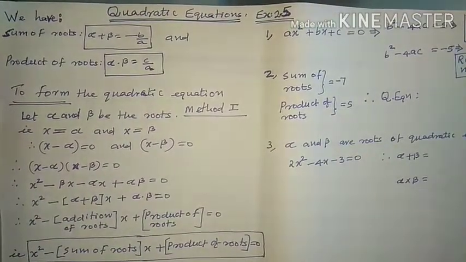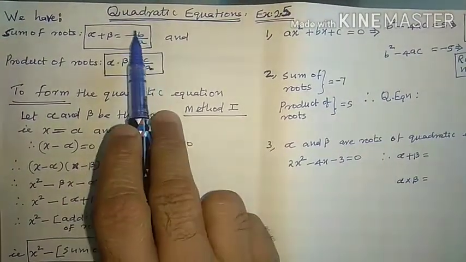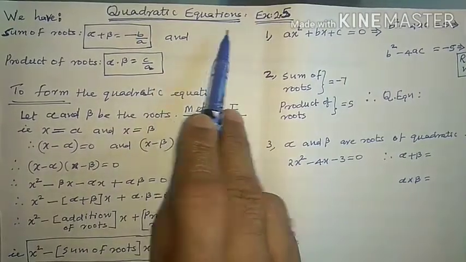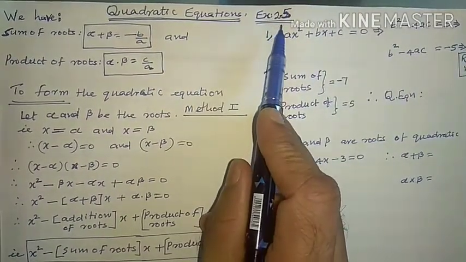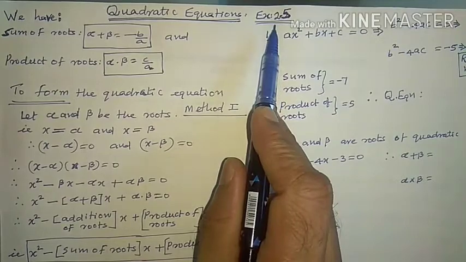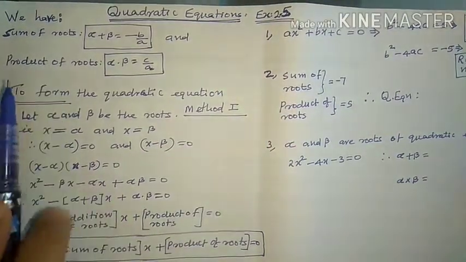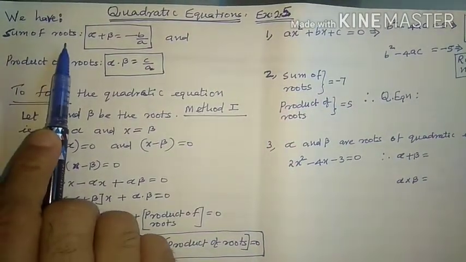Dear students, we are continuing with quadratic equations. We are making the exercise 2.5. 2.4 is over, 2.5 now. Then we derived sum of roots.